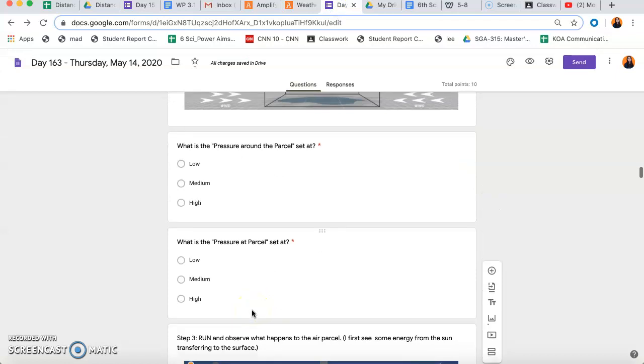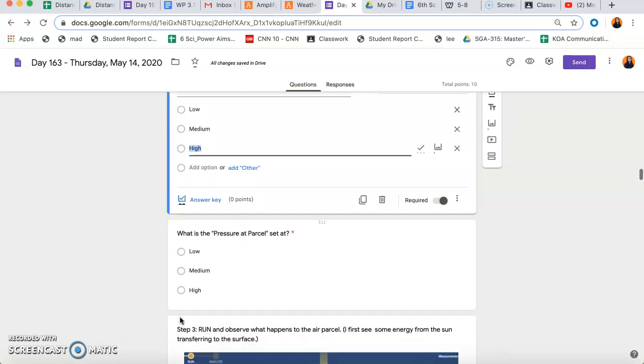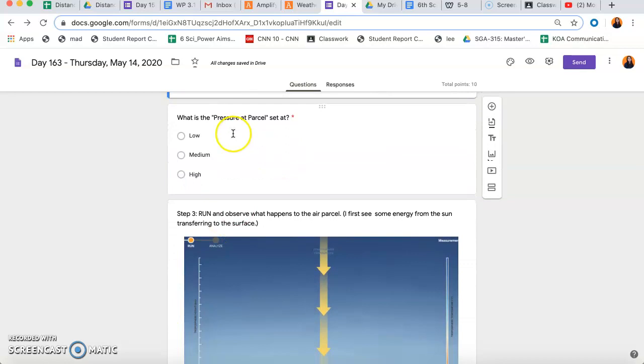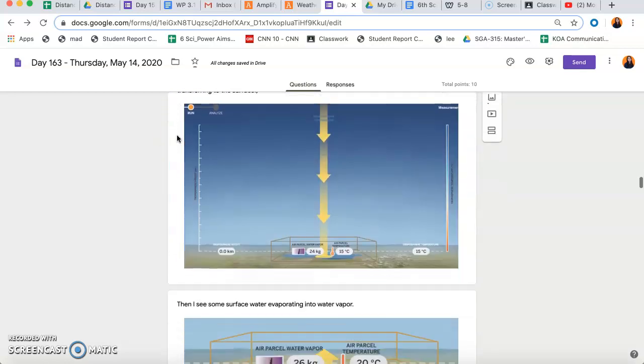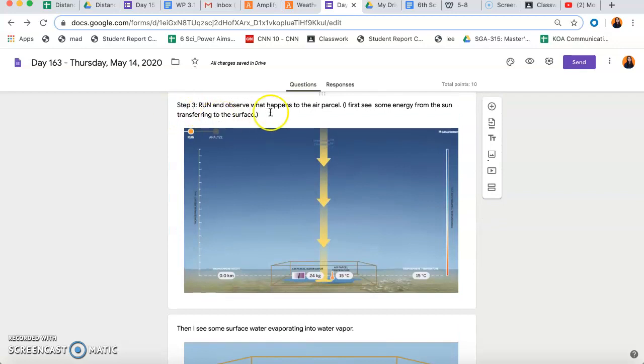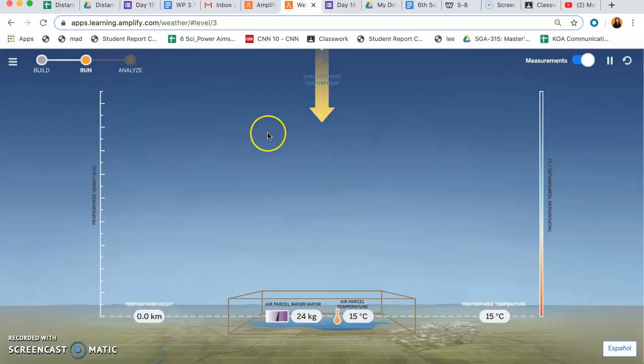What is the pressure around the parcel set at? We're going to click high. What is the pressure at parcel set at? We're going to click low. Step 3, run and observe what happens to the air parcel. I'm going to hit run.